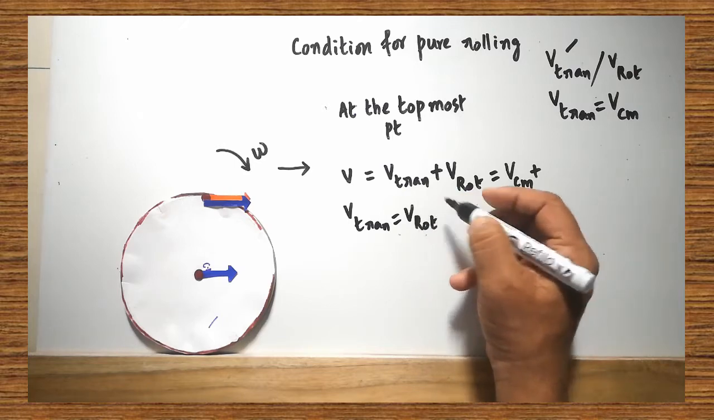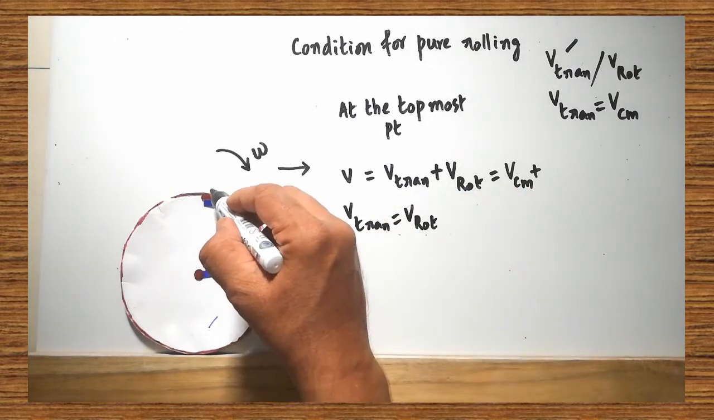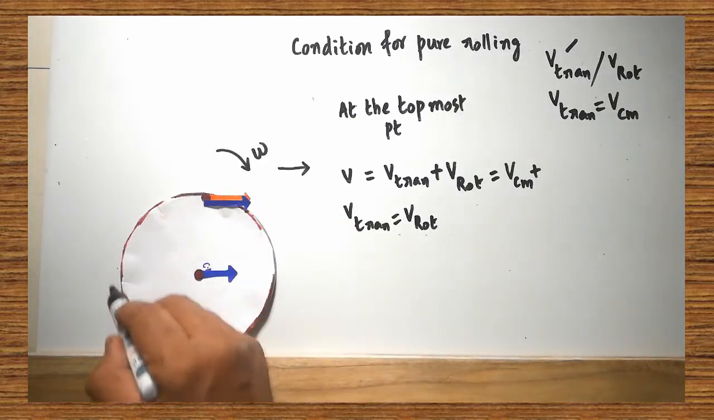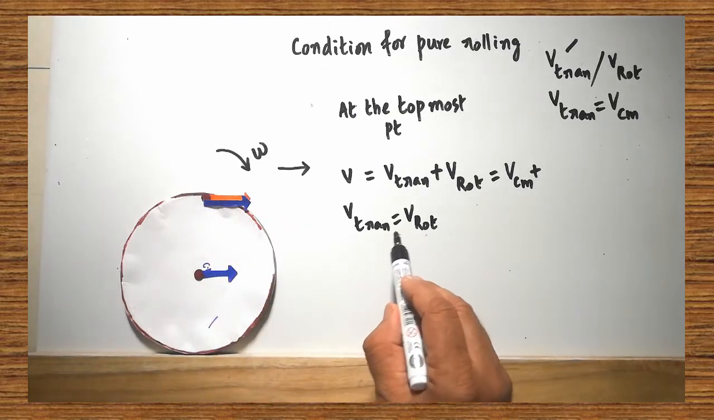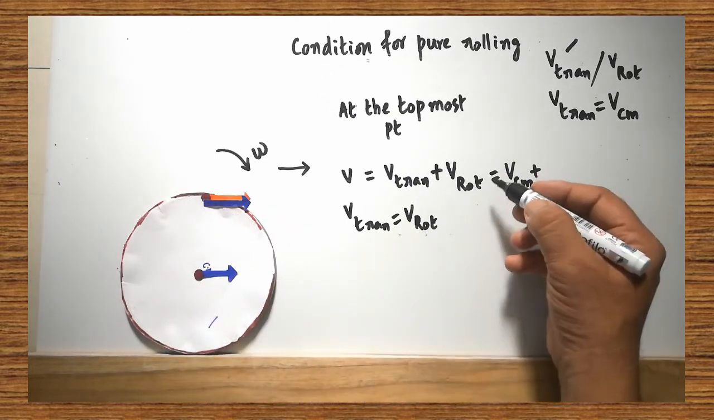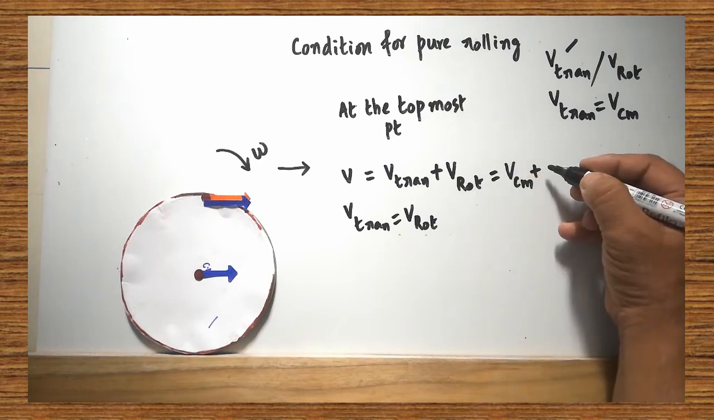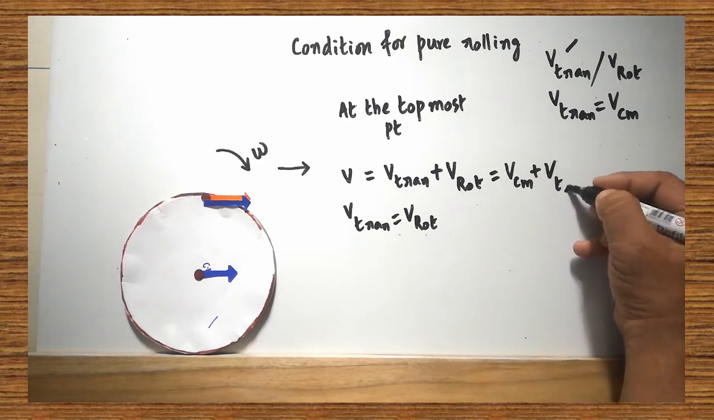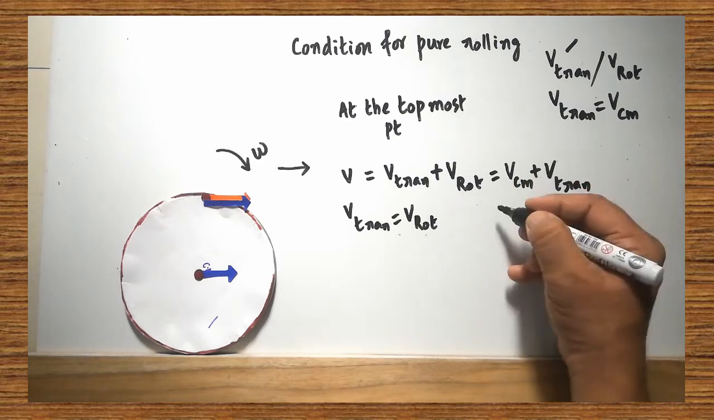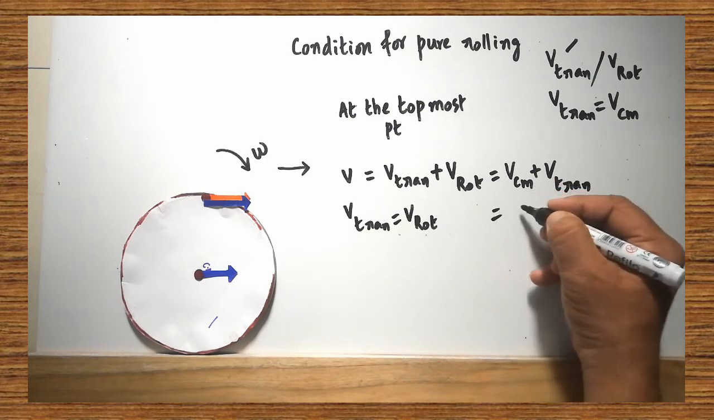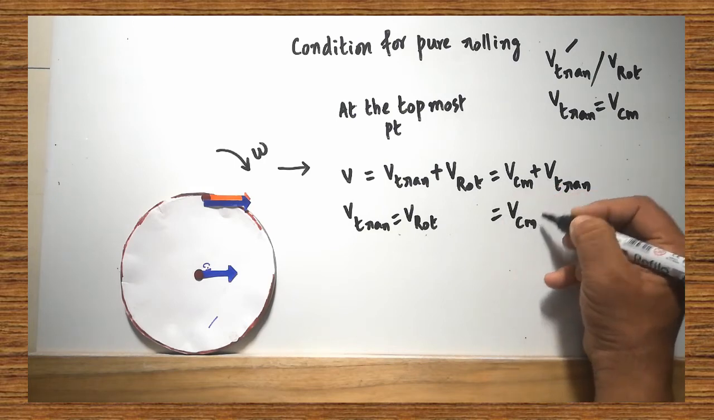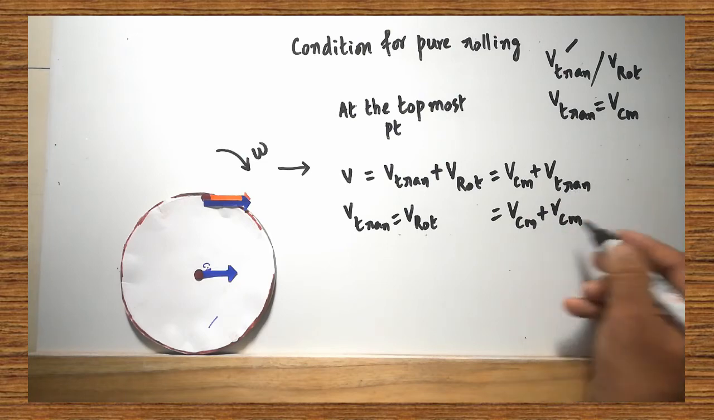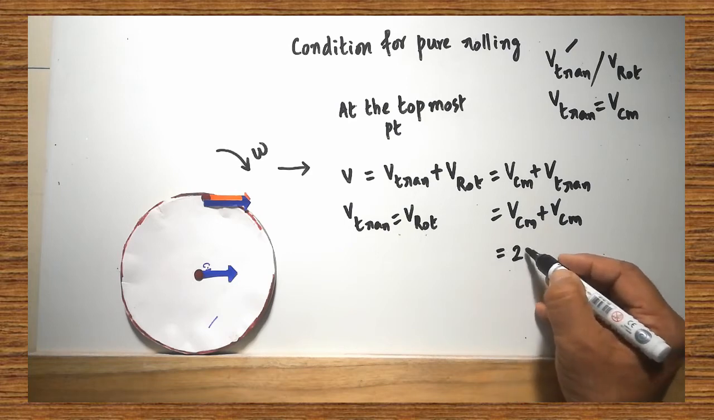Is it clear? For any point that is located at the edge of the rolling body, for all the points on the edges, V translational will be equal to V rotation. Therefore, instead of V rotation, I can write V translational. Are you clear? Again, I can write that VCM is already there, plus V translation, which is always equal to VCM. So if both are added, you will get 2 VCM.